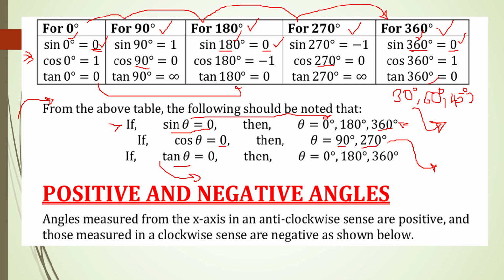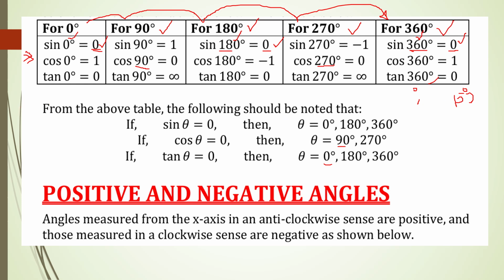So you're going to say that, therefore, according to the above table, for tan of any angle to give us an answer of 0, then that means that we expect our theta to be 0 degrees, 180 degrees, together with 360 degrees. So that was a summary, or an introduction, to obvious angles that are going to be present in this topic.